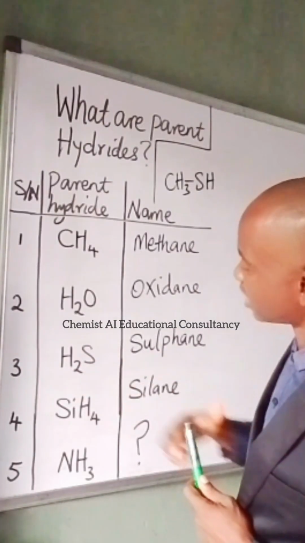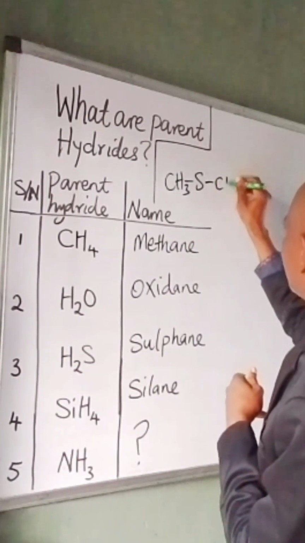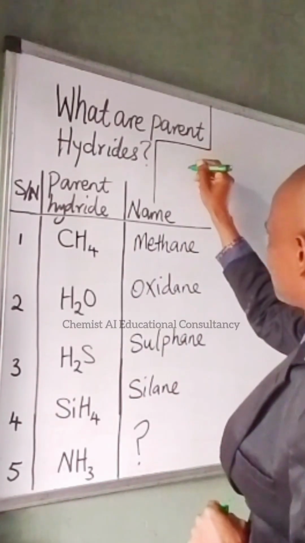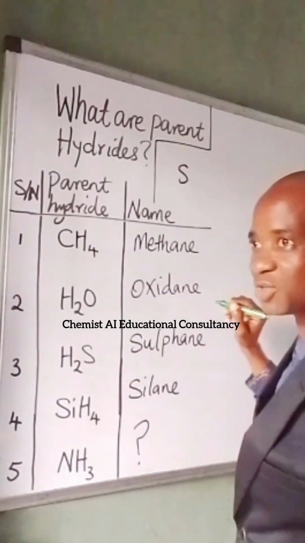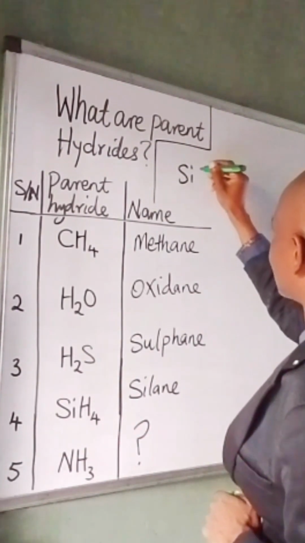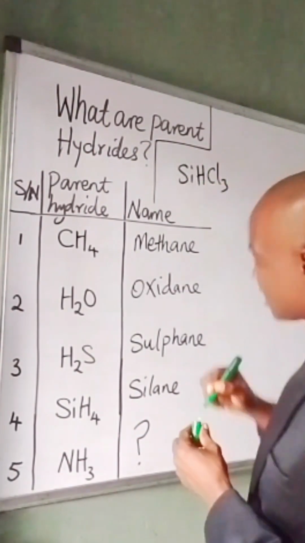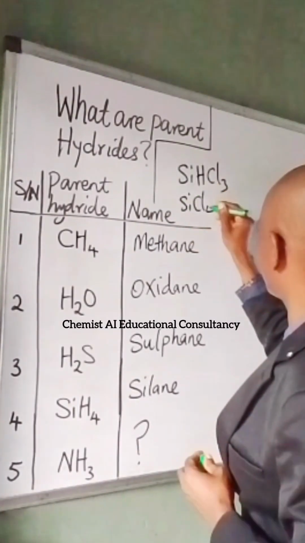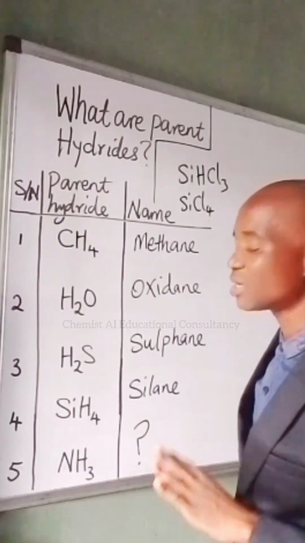What if you replace the 2 hydrogen atoms with 2 methyl groups? You have dimethyl sulfide. Now silane, you can replace any number of hydrogen you want. If you replace 3 hydrogen atoms with chlorine, you have SiHCl3. That is trichlorosilane. You can decide to replace all with chlorine and you have tetrachlorosilane.